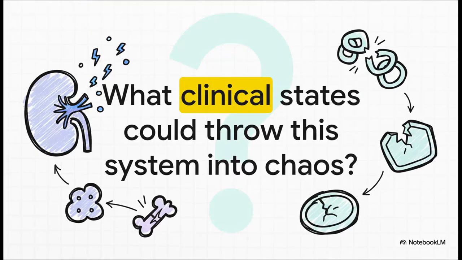So we've gone through all these regulators one by one, but here's the real question, the one that matters for clinical practice. What happens when these systems break? What clinical states could throw this entire beautiful, balanced system into total chaos? Think about things like chronic kidney disease, or a parathyroid tumor, or even genetic defects in these transporters. How would that mess everything up? That is your next challenge to think about.